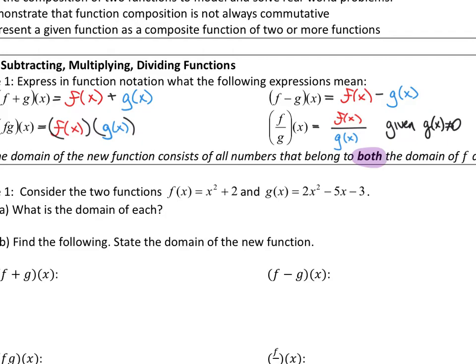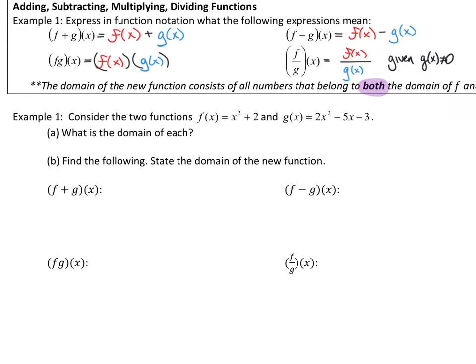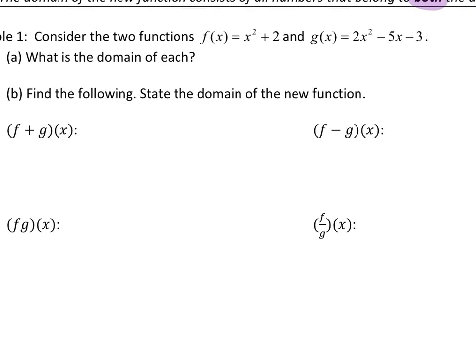Okay, so let's see what this looks like in real life instead of just in math examples. So we have the two functions. f of x is going to be x squared plus 2, and g of x is going to be 2x squared minus 5x minus 3. When we're doing these kinds of functions, even if it doesn't prompt you like it does in A, you will want to always try to find the domain first because you need to know what kind of function you're dealing with. So both of these functions are what kind of functions?